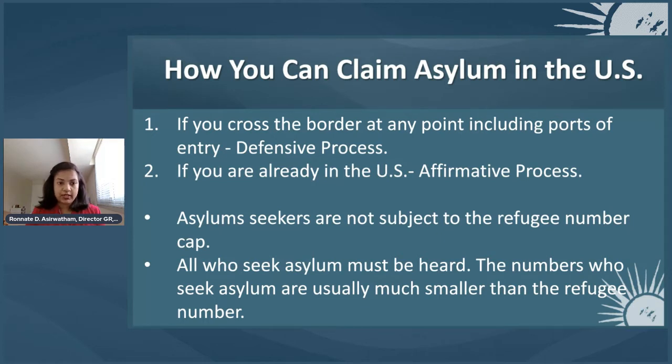And I would like to stress that one way of seeking asylum is if you cross the border at any point, including ports of entry. And it is clear that there is no restriction that one has to come through a port of entry. It can be any place in the border. Section 208 of the US Immigration and Nationality Act is very clear. It says anyone who arrives in the United States, whether or not at a designated port of arrival, is eligible to apply for asylum.